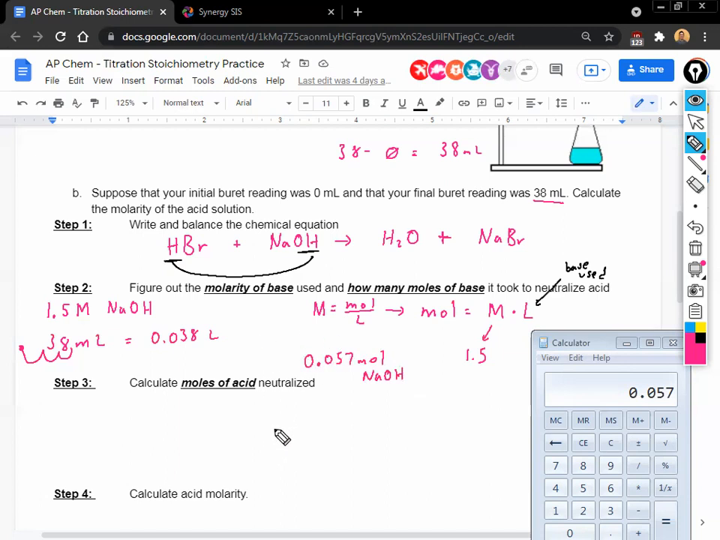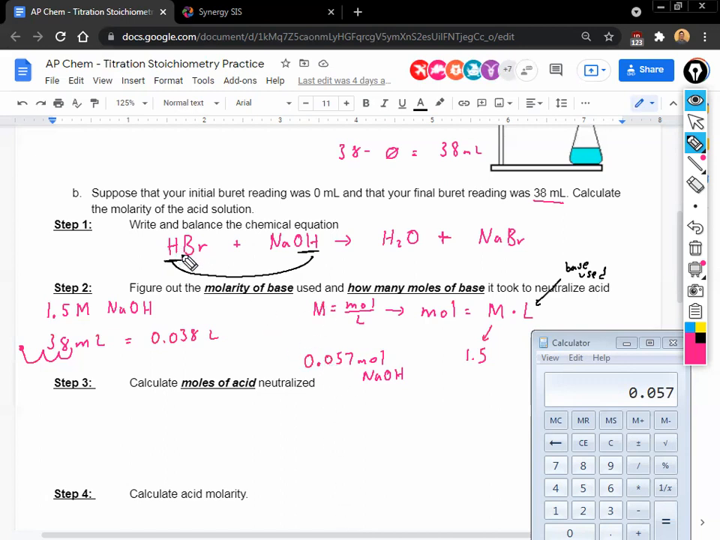Okay, does that make sense, guys? Why we calculated for moles? Okay, we knew the molarity, how concentrated the base was. We know how much base we added, so that tells us how many moles of base we added into the solution.